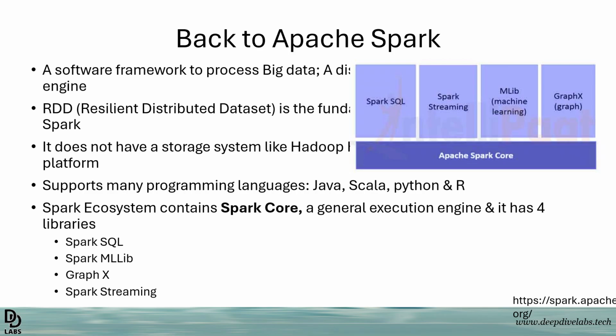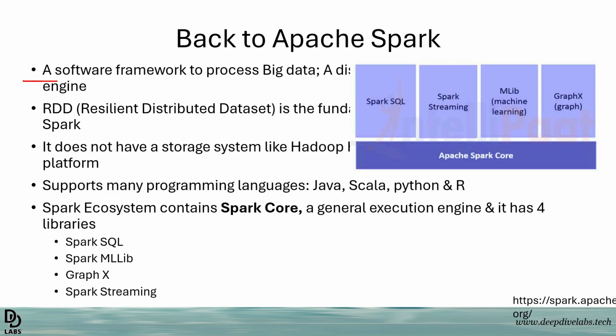So coming back to Spark, Spark is a software framework to process big data. It is a distributed data processing engine. One of the very key fundamental data structures in Spark is called the RDD, which stands for Resilient Distributed Dataset. We'll talk a lot about this, how Spark inherently manages data. It does not have a storage system like Hadoop HDFS, so you need to have a storage platform. You can have your data stored in HDFS or any other, like BigQuery, and data can be read into Spark. So Spark is a data processing engine.